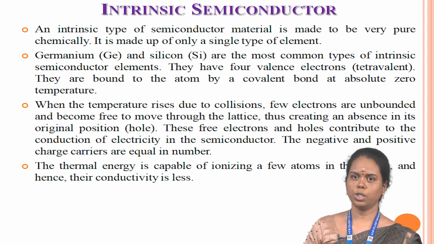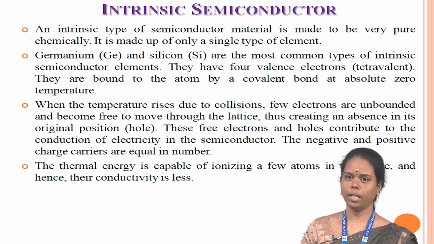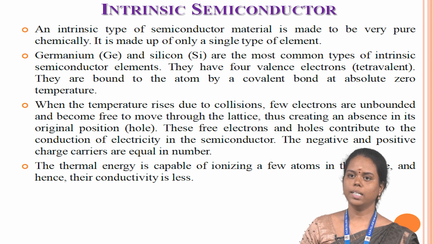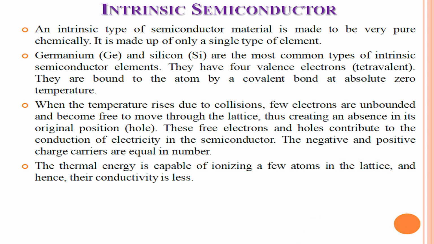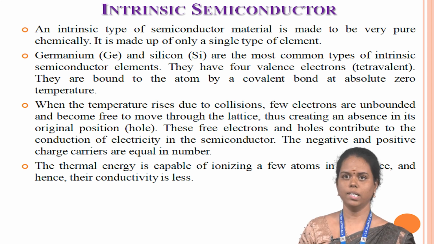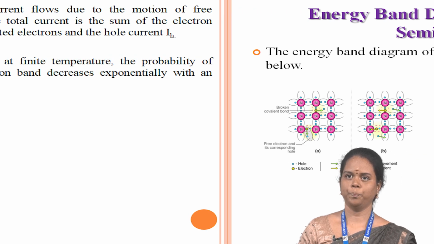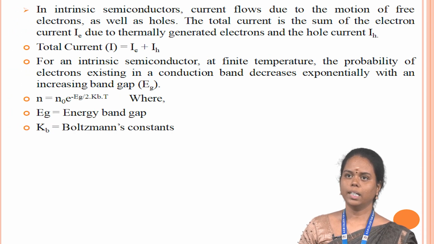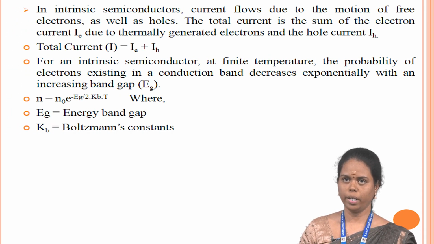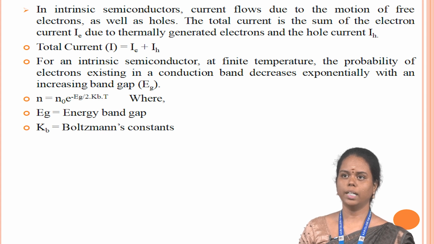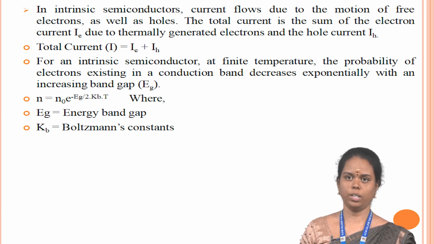The negative and positive charge carriers are equal in number. The thermal energy is capable of ionizing only a few atoms in the lattice, and hence the conductivity is less. Energy band diagram in the intrinsic semiconductor. In an intrinsic semiconductor, current flows due to the motion of free electrons as well as holes. The total current is the sum of the electron current IE due to the thermally generated electrons, and the hole current IH.